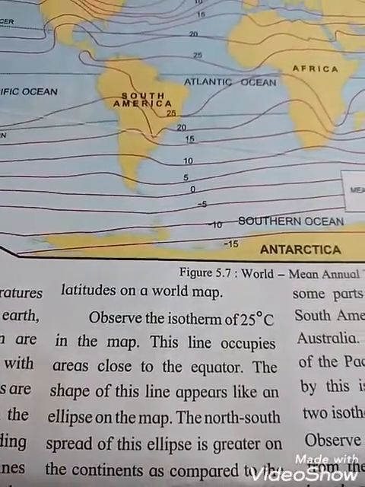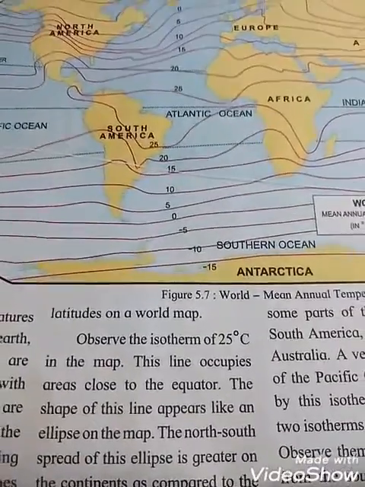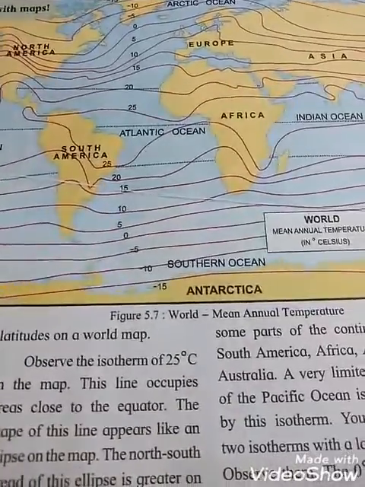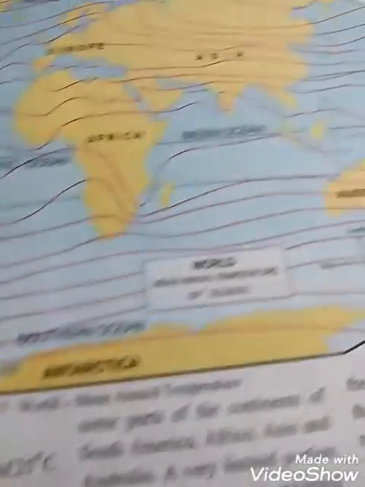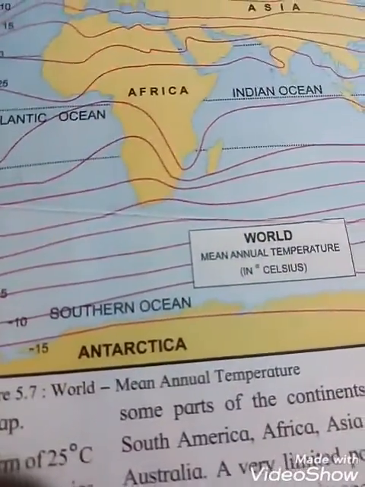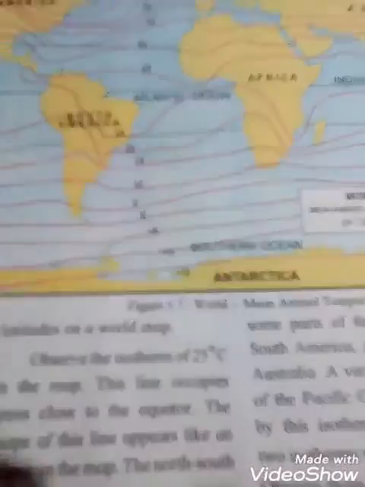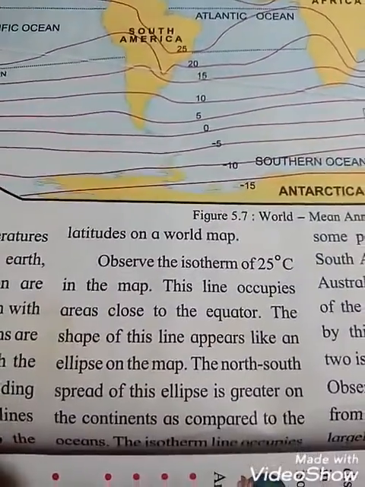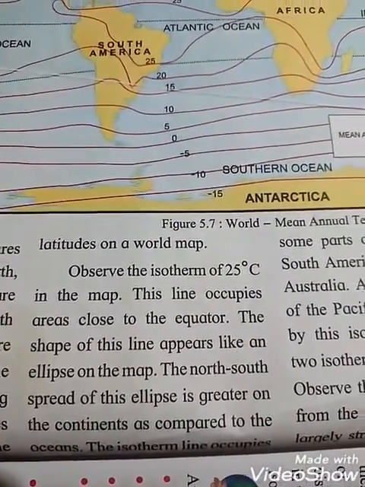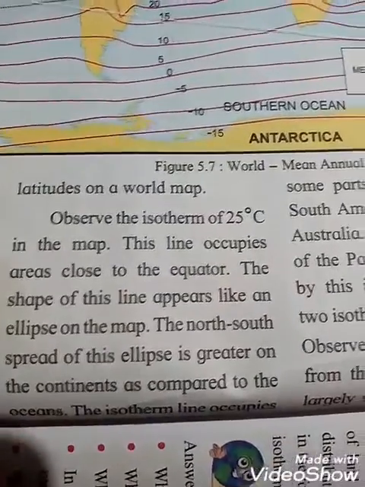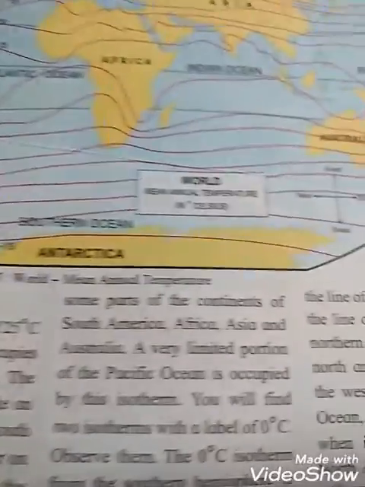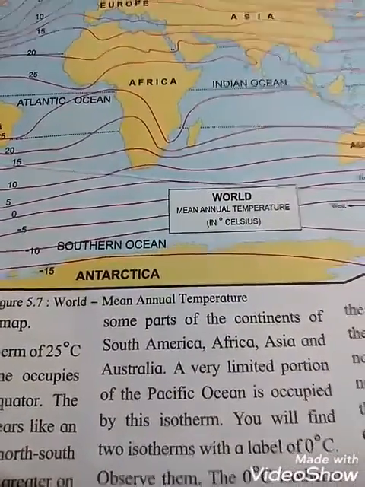The shape of these lines appears like an ellipse on the map. See how it has been drawn. The red color shows how the line is drawn on your map, students. Afterwards, the north-south spread of this ellipse is greater on the continents as compared to the ocean. The isotherm lines occupy some parts of the continents of South America, Africa, Asia, and Australia.